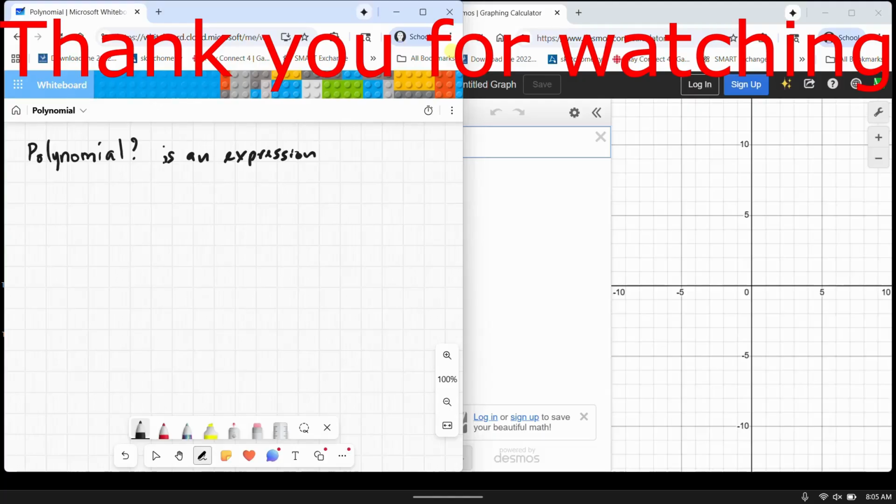So for example, for a polynomial, we can have something like this. That is a polynomial. Okay. So what is not allowed, or what is not a polynomial? We're not allowed to have the negative exponent of the variable. For example, we are not allowed to have something like that. Okay, that has a negative 2.